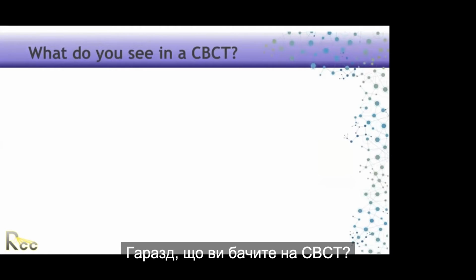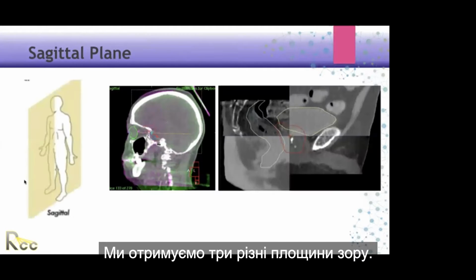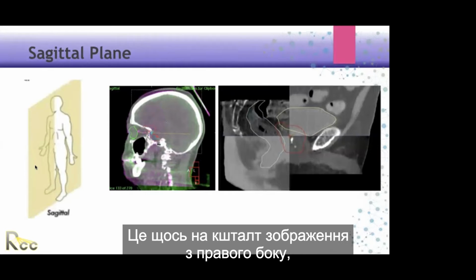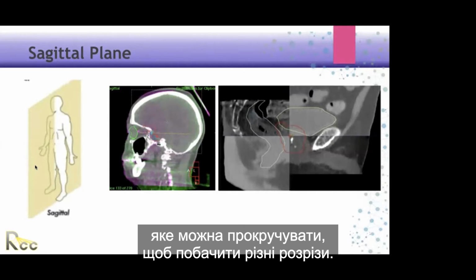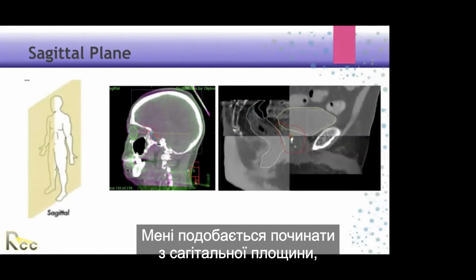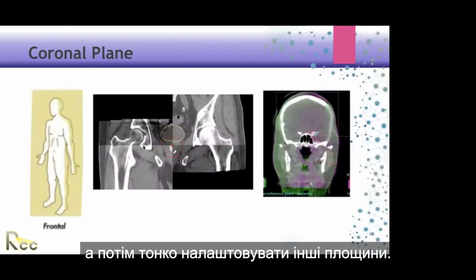All right, so what do you see in a CBCT? We get 3 different planes of view. We get the sagittal, which is splitting the patient from left to right. So it's kind of like your right lateral image. And you can scroll through to see different sections of this. This is probably my favorite starting plane. I like to start on the sagittal, get our sup inf on, our ant post, and then fine tune with the others.